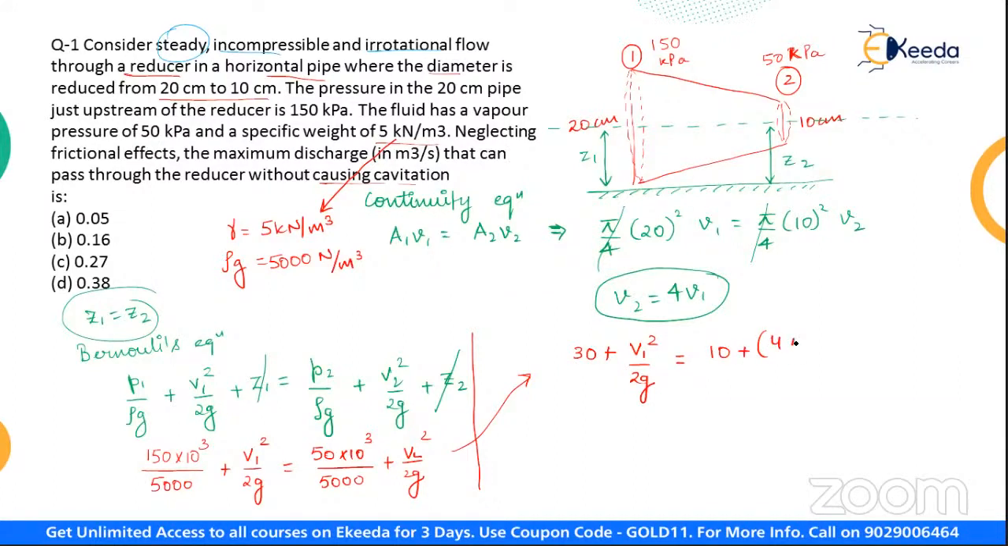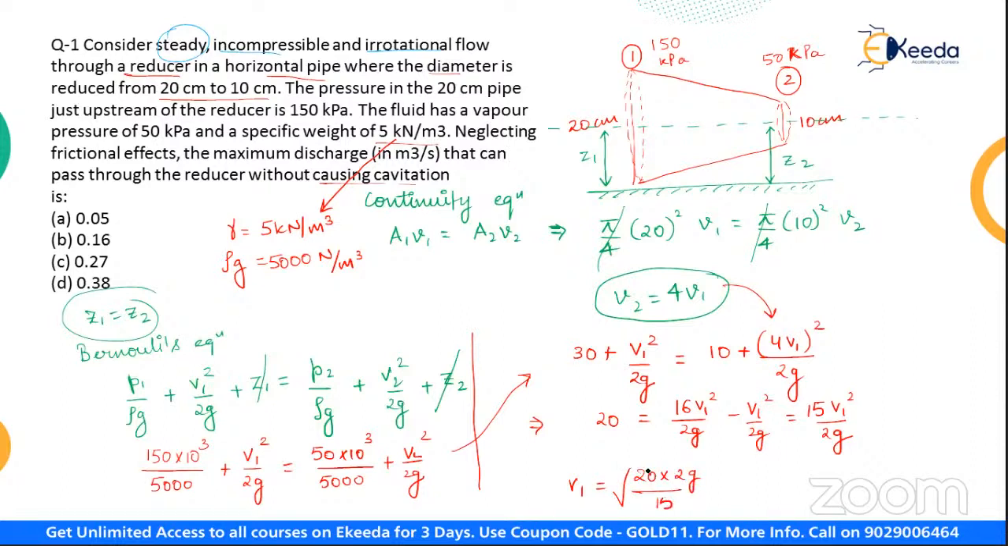Now replacing the value of V2 as 4V1, this will be 4V1 square divided by 2g. Now that means it will be 30 minus 10, that is 20. That will be 16 V1 square by 2g minus V1 square by 2g, that is 15 V1 square by 2g. From here, V1 will be equal to root of 20 into 2g divided by 15. If we calculate 20 into 2 into 9.81 divided by 15, that comes out to be 26.16, and taking the square root of that value, V1 is equal to 5.114 meter per second.